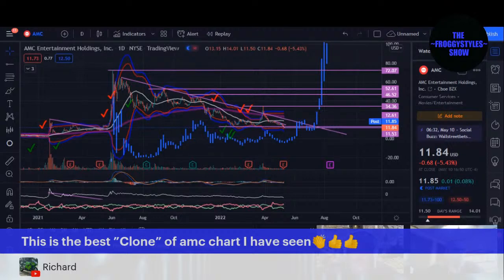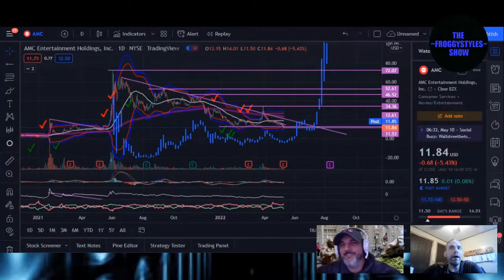Yeah, Richard says right here, this is the best clone of the AMC chart I've seen. I just kind of pulled it up quick, and it is just kind of weird how it lines up so perfect. I wonder why Doug wants it to go to $10. I'm going to have a talk with that man. Probably wants more shares. I personally don't want to see it pop back down to 10. I mean, I would keep buying. I know that the end is near. It's just when. I'm hoping my chart is exactly right.